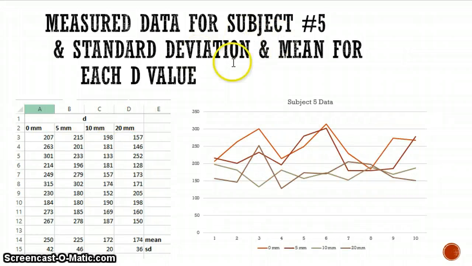For subject number 5, I plotted the data on my left, and on my right I plotted that same data into a graph so you can visualize it. For subject number 5, at D = 0 millimeters, the mean is 250 and the standard deviation is 42. At D = 5 millimeters, the mean is 225 and the standard deviation is 46. At D = 10 millimeters, the mean is 172 and the standard deviation is 20. At D = 20 millimeters, the mean is 174 and the standard deviation is 36.